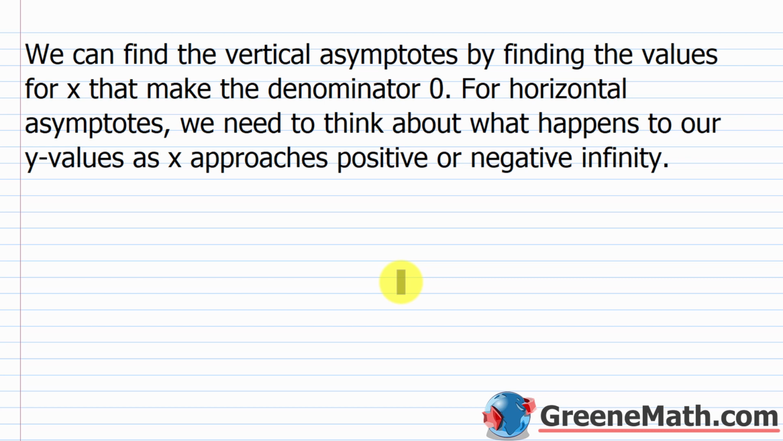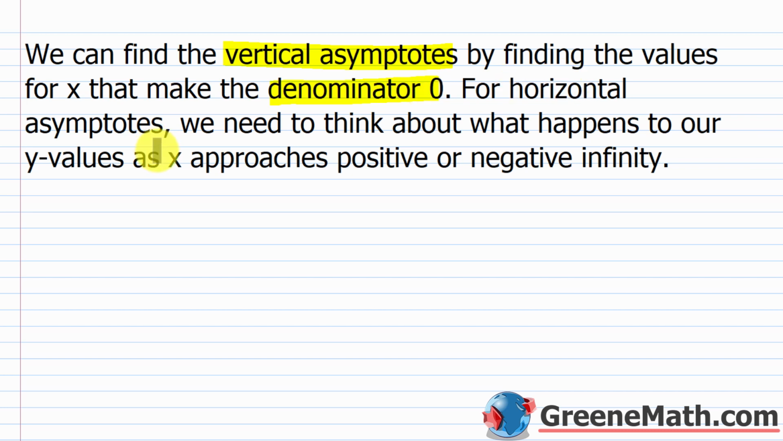For vertical asymptotes, we can find them by finding the values for x that make the denominator 0. So it's the same process as you would use for finding the domain. Take your denominator, set it equal to 0, and solve. The solutions to that equation, x equals whatever the solution is, or the solutions, are going to be your vertical asymptotes.